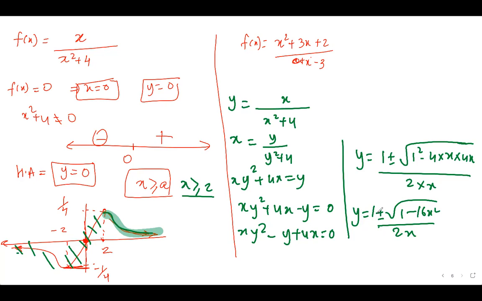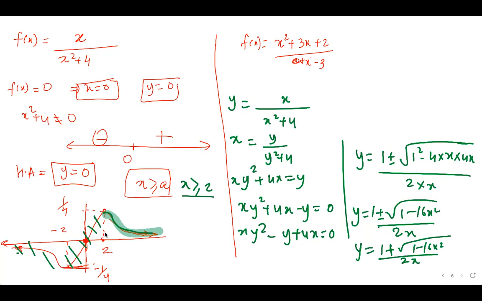Now out of these two, we have to choose one. Since we are taking the right side of the vertex, we take the inverse as 1 plus the root of 1 minus 16x squared, upon 2x. So that's how you find the inverse in such a particular case.